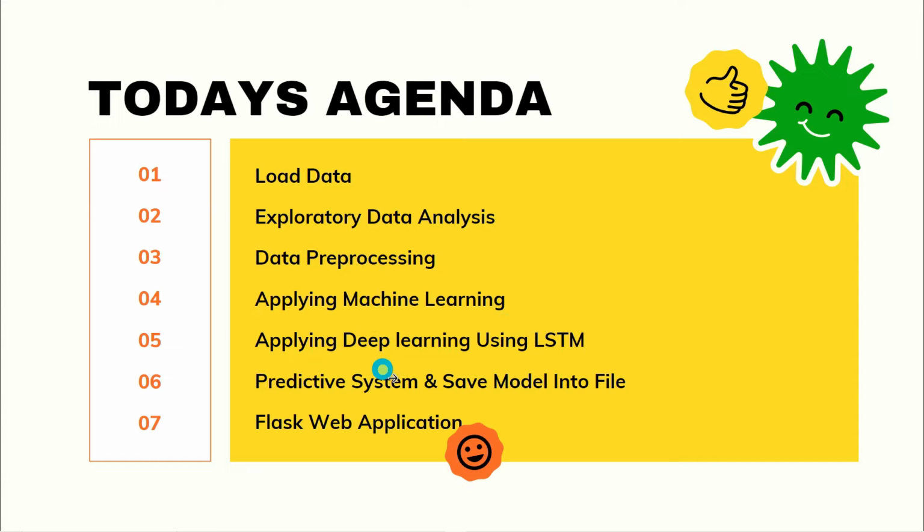Then you have the predictive system, nothing but you're going to build one predictive system. So here you can classify the emotions, and later on you're going to save this model in a file so that we can use it to create the web application. And at the last, you're going to create one Flask web application and try to test it out.